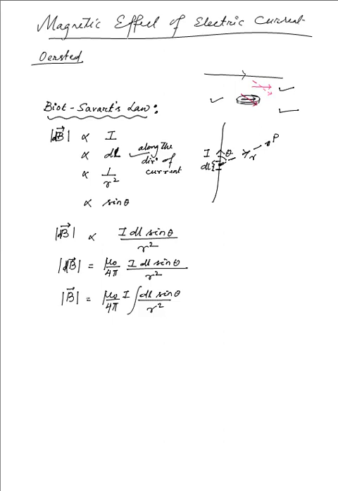The dl is a vector quantity. As we have seen, it is directed along the direction of the flow of current. Also, the position of the point P, that is a vector quantity. So r is a vector, dl is a vector. And when you have two vectors and the result of that is also a vector quantity, which is the magnetic field, we end up with a product known as the cross product.